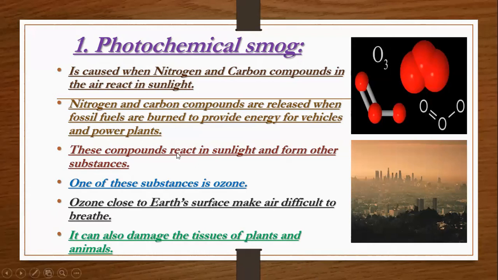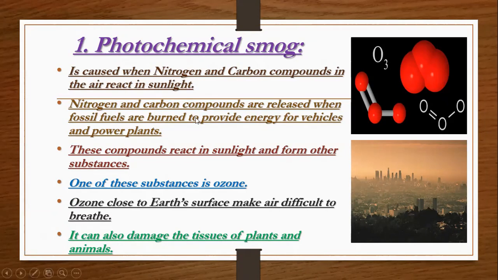Here, when nitrogen and carbon compounds, such as nitrous oxide or nitrogen oxides, and the carbon oxides react with what? I told you photo means related to sunlight. So they will react with the sunlight and form new substances that are very harmful and dangerous to the atmosphere. From where do these materials and substances come?